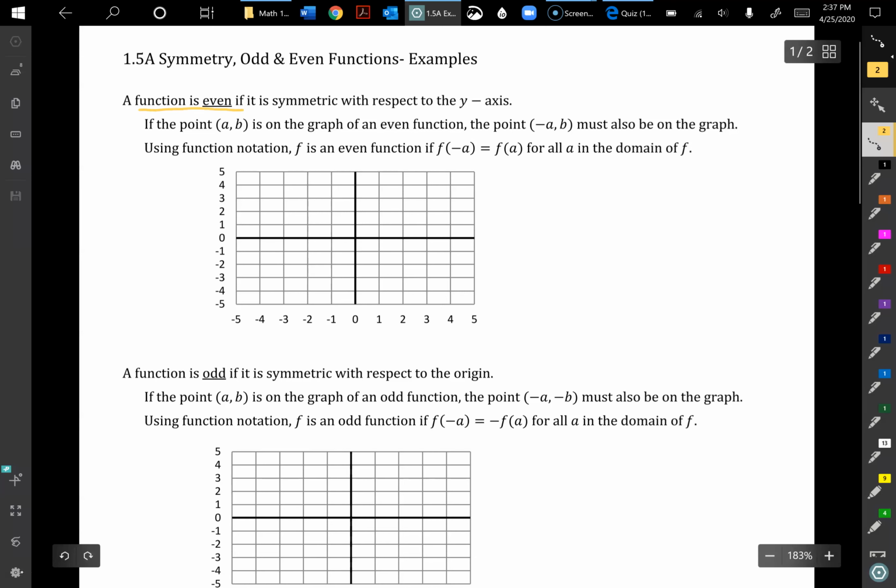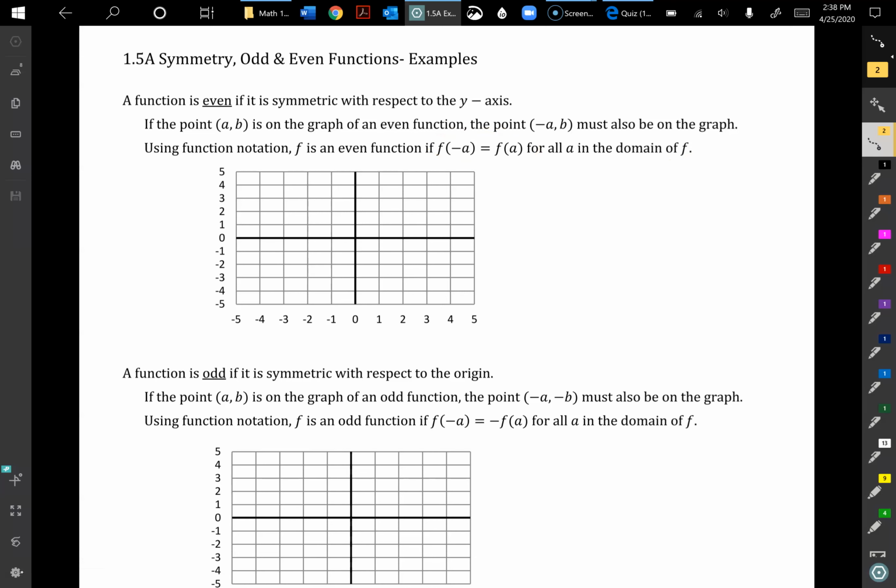So a function is even if it's symmetric with respect to the y-axis. If the point (a, b) is on the graph of an even function, the point (negative a, b), or opposite a, we can think of, must also be on the graph. Using function notation, f is an even function if f of negative a equals f of a for all a in the domain of f.